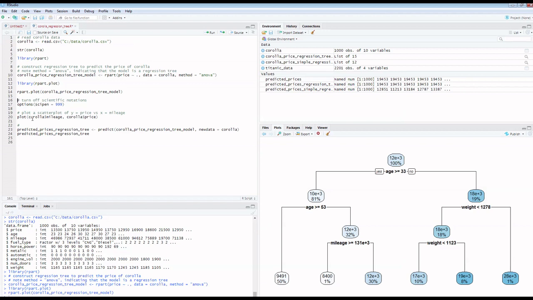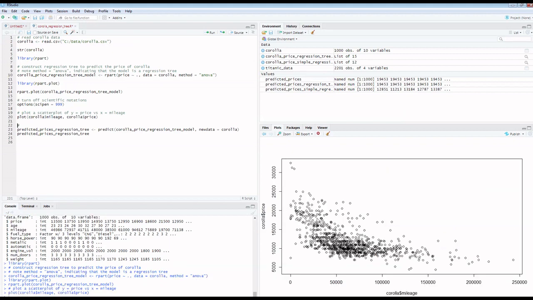Okay, and this is a scatter plot just to show that if the mileage is low, then the price tends to be higher, but as the mileage goes higher and higher, the price drops. So you can see that there is a dependency of price on the mileage. Anyhow, so I got my regression tree.